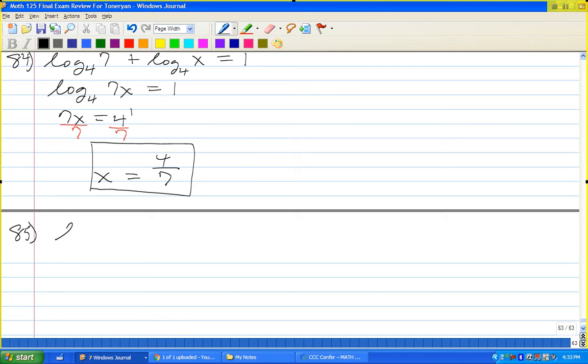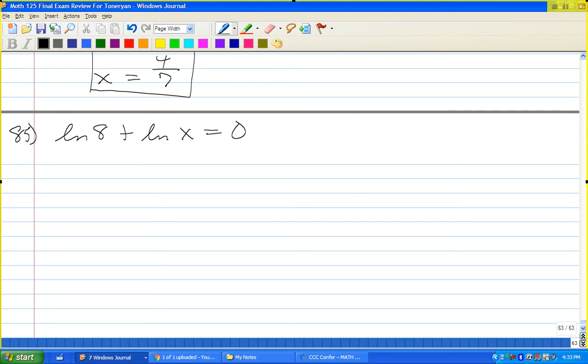ln 8 plus ln x equals 0. Again, the sum of logs is the same as the log of the product, and so ln 8 plus ln x is the same as ln 8x. Let's rewrite this logarithmic form in exponential form. The base is e, the exponent is 0, and the result is 8x.